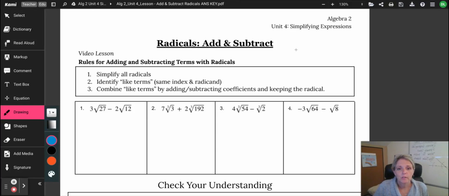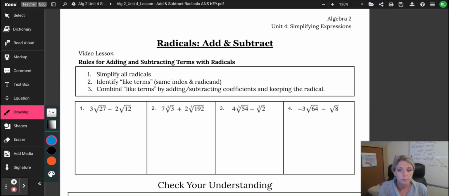In this video, we're going to talk about radicals, adding and subtracting. So here are your steps. I went ahead and put them in here for you. Simplify your radicals first. That gets it down to the most basic form so that you can see which ones have the same radicand.